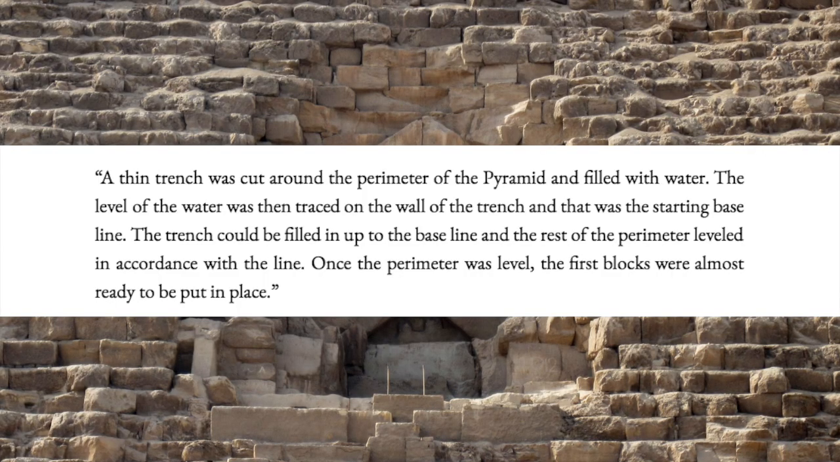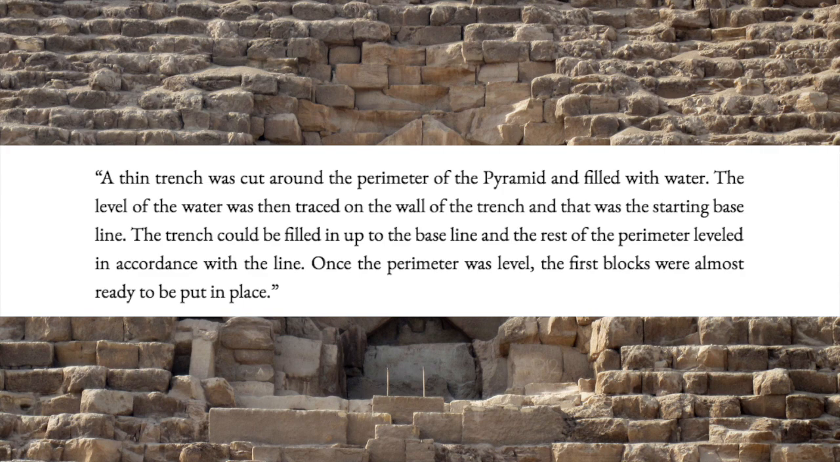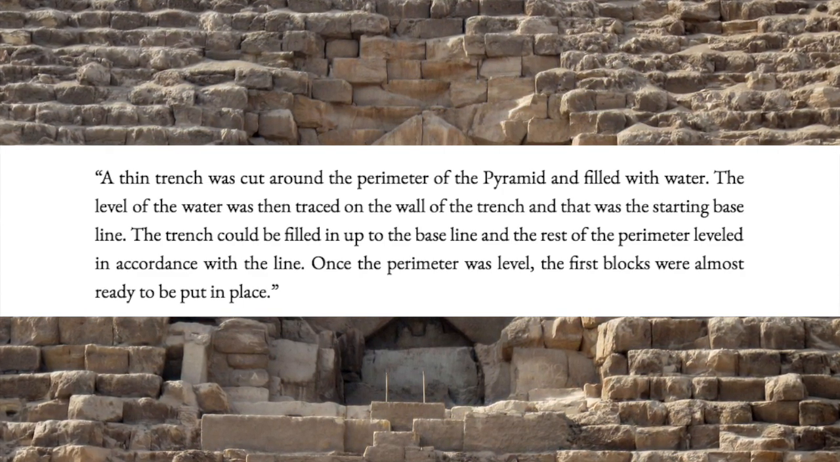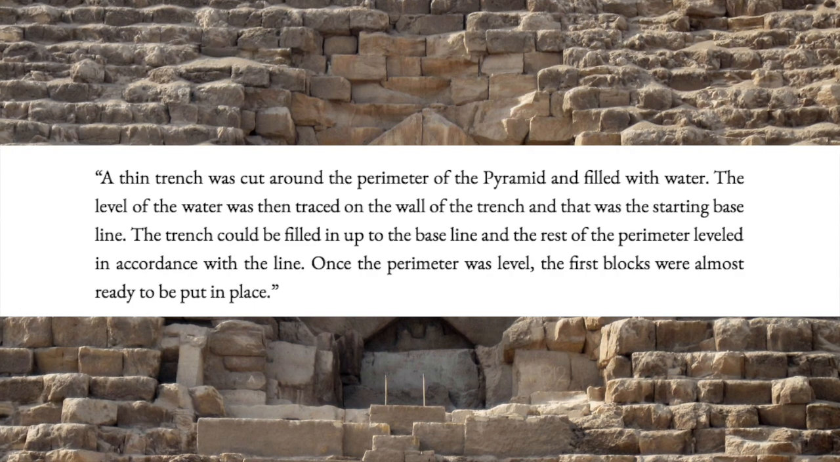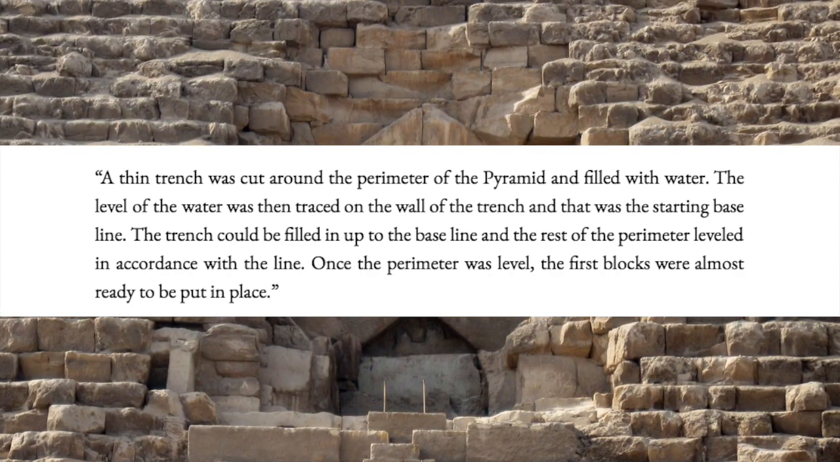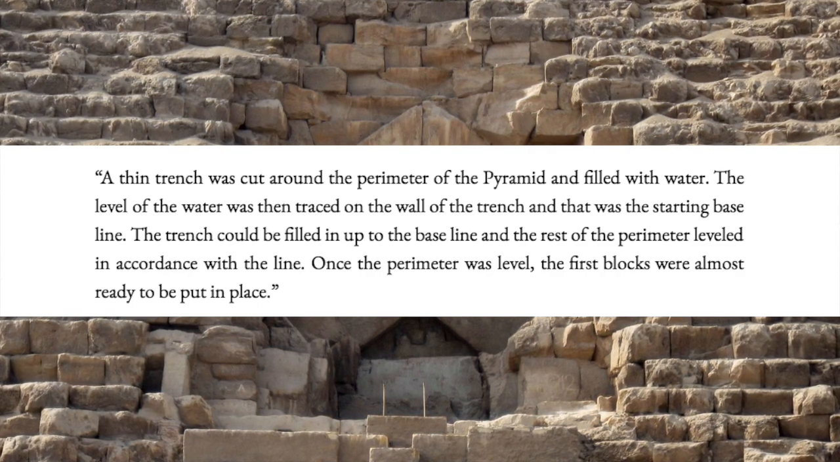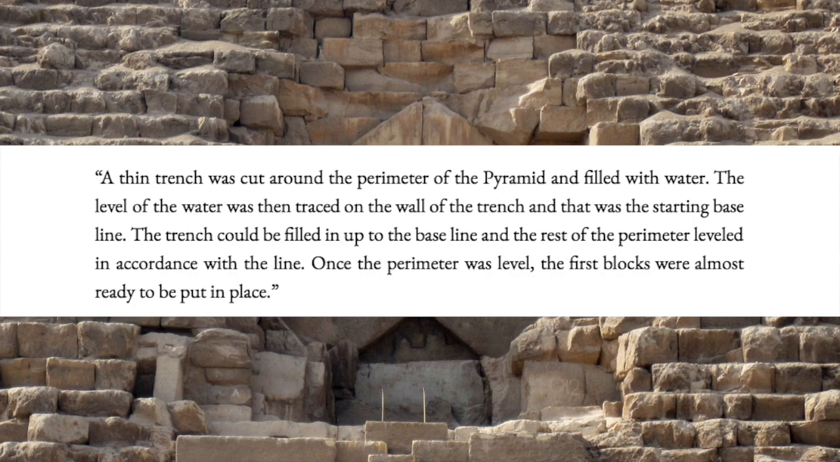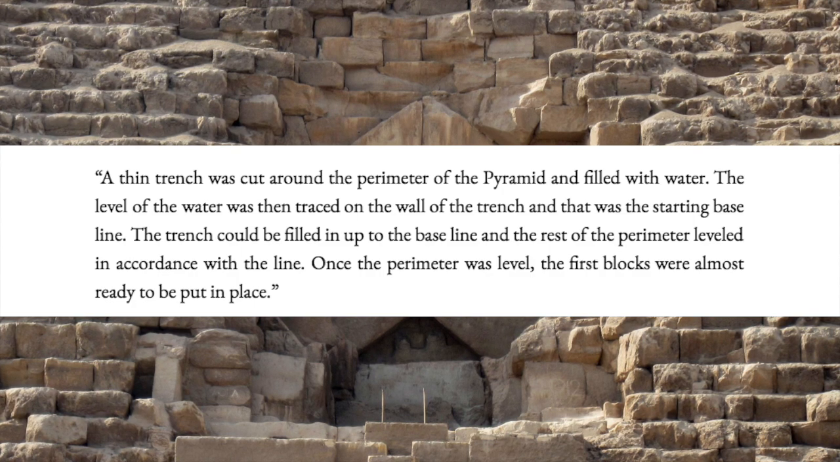A thin trench was cut around the perimeter of the pyramid and filled with water. The level of the water was then traced on the wall of the trench, and that was the starting baseline. The trench could be filled up to the baseline and the rest of the perimeter levelled in accordance with the line. Once the perimeter was level, the first blocks were almost ready to be put in place.